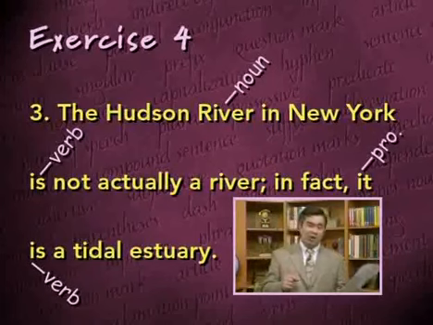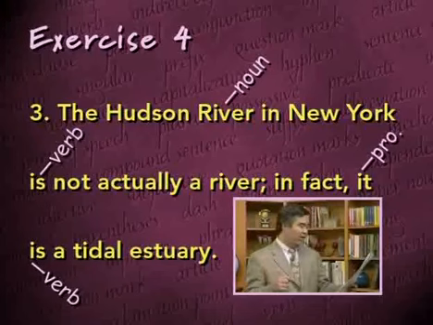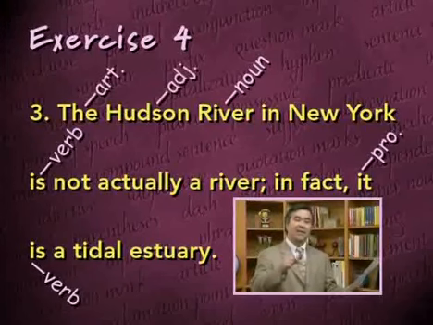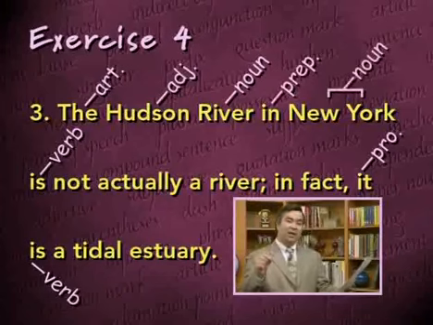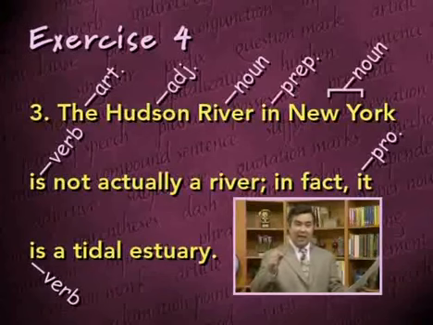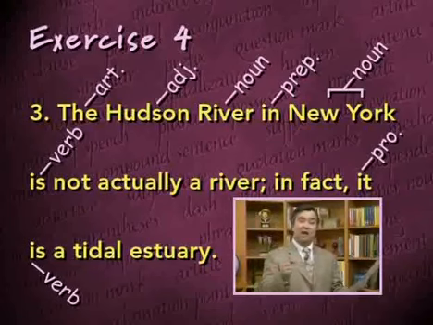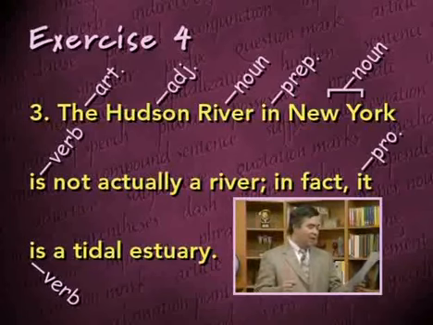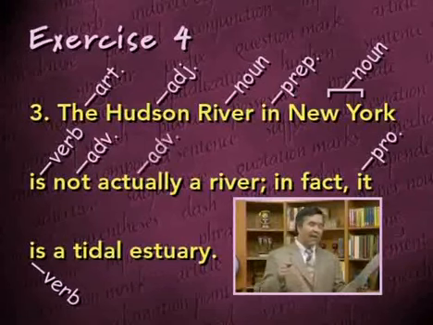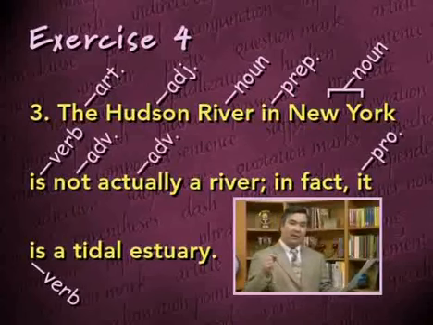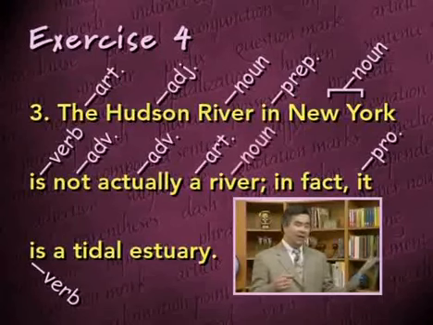Now let's talk about the other words here. We said that river is a noun. The Hudson, preceding the word river, are an article and an adjective. Hudson is an adjective telling what river. In is a preposition, and New York is a noun. It's a proper noun naming a particular state in the United States, and it's the object of the preposition. It's part of the entire prepositional phrase, in New York. We saw that not is one of the most common adverbs, and that's how it's being used here. And actually is another adverb, also modifying the verb is. A is, of course, an article, and river is a noun.